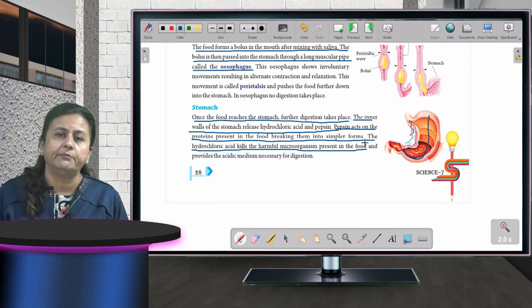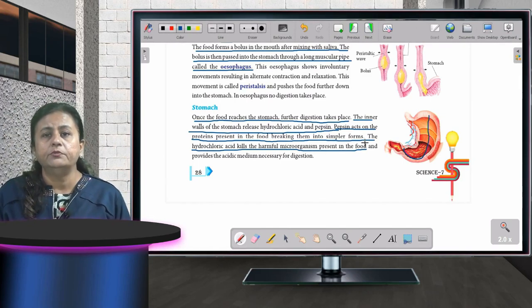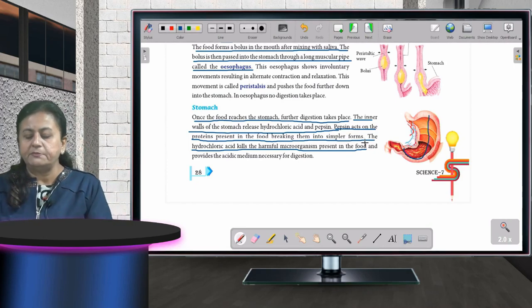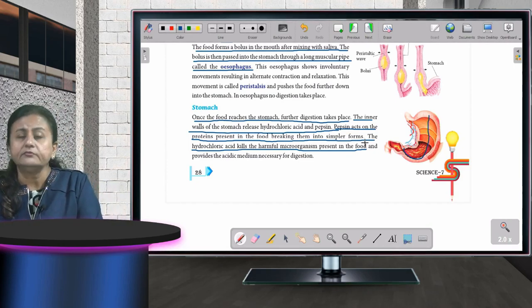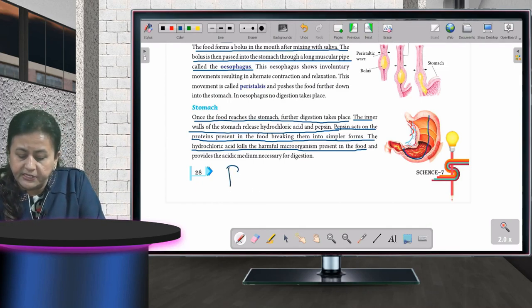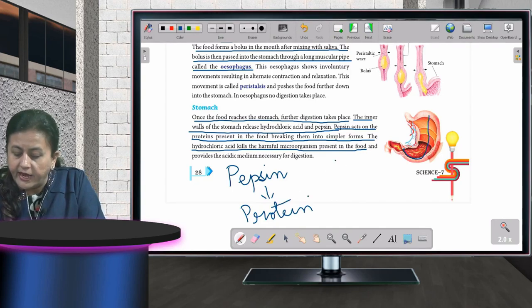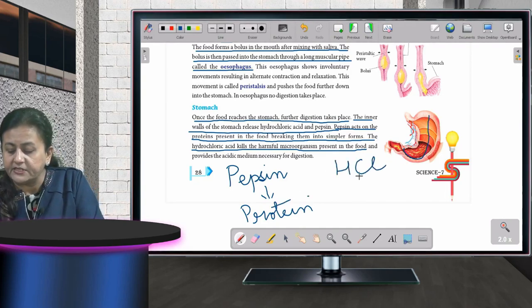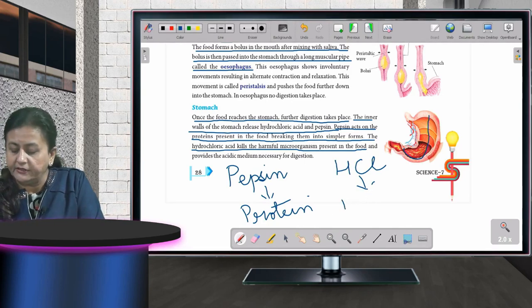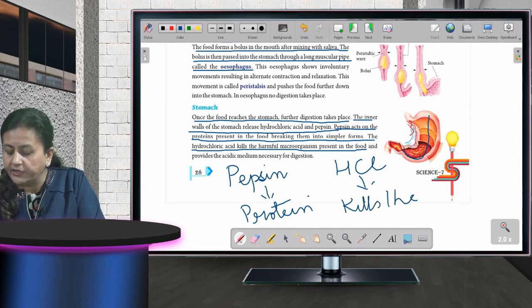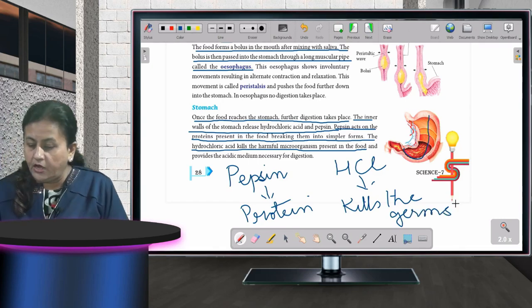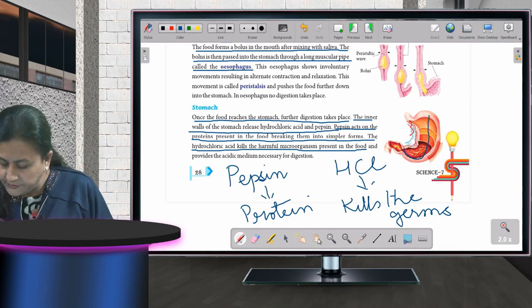What is happening in the stomach? Now, it is releasing two enzymes. The first one is pepsin and the second one is hydrochloric acid. Pepsin, see, what is the work of the pepsin? Pepsin is working on the protein part, okay, and hydrochloric acid, that is HCl, what is it doing? It kills the germs, okay, whatever germs are there in the food, it is killing that. Fine. Now, come to the next page.